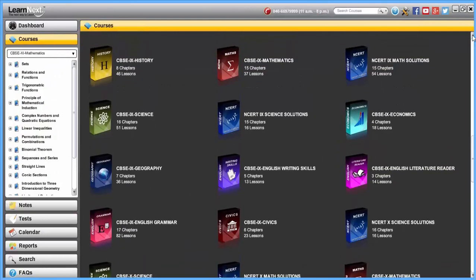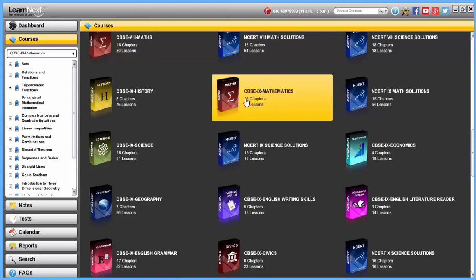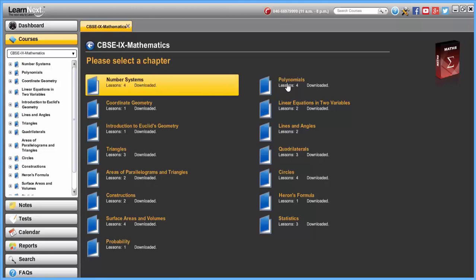This is 9th standard, Math. In your Math book, 15 chapters are there. The same 15 chapters are here. Clicking on this folder, the names of the chapters will be visible. Your first chapter is Number System, second is Polynomials, third is Coordinate Geometry. Whatever chapter you want to see, click on that chapter, and the names of the lessons will be there.